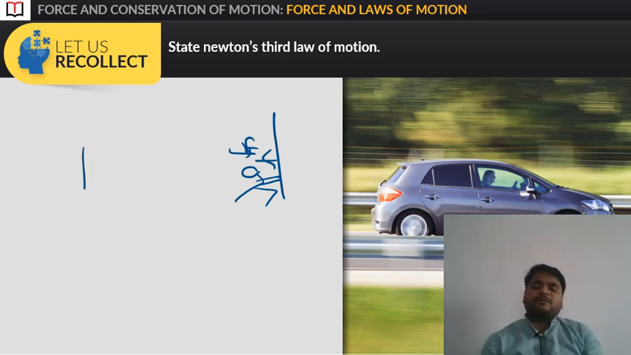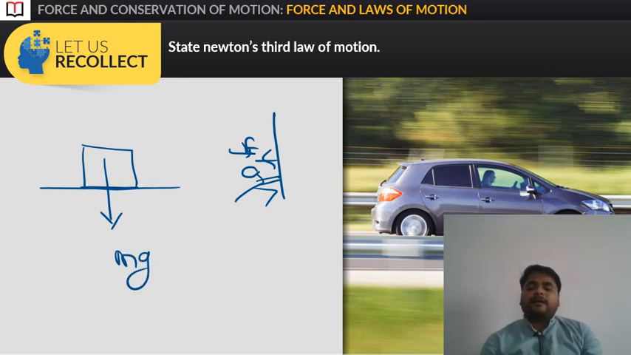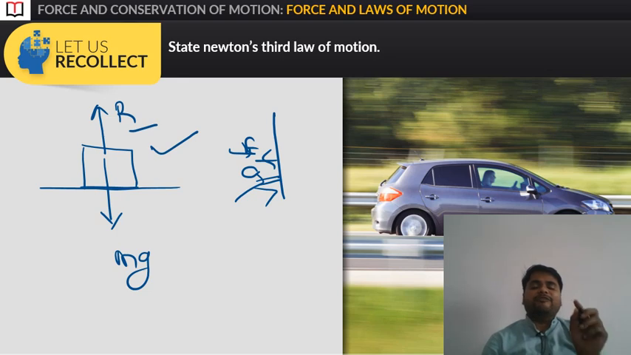Suppose there is an object on the ground, then what will happen? The weight of the object, mg, is in the downward direction and the ground will apply an equal and opposite force, that is in the upward direction. That is known as the normal reaction by the ground. So, this is happening because of action and reaction. So, we can say that every action has an equal and opposite reaction.